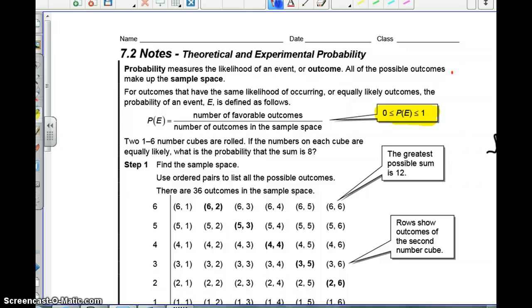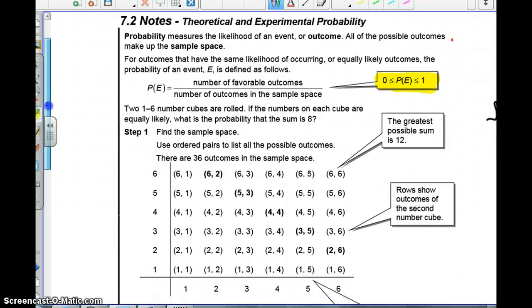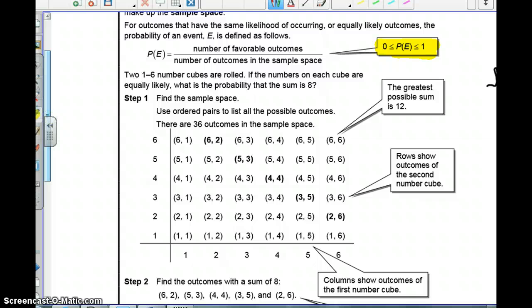So if we have two 1 through 6 number cubes that are rolled, if the numbers on each cube are equally likely, what is the probability that the sum is 8? First thing that's happened here is that we found the sample space. The sample space, if you roll two number cubes, there are 36. You could get a 6 and a 1. You could get a 6 and a 2. You could get a 6 and a 3, and so on. So there are 36 different outcomes.